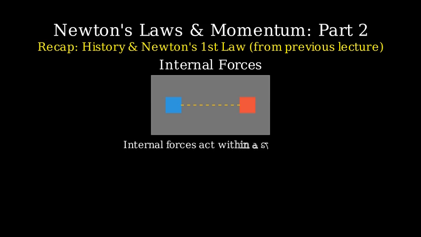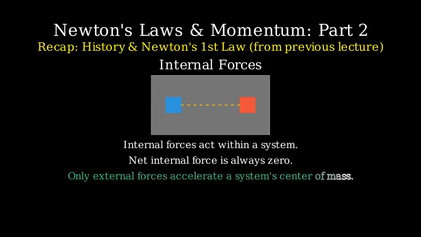Internal forces act between objects within a system. They cause changes in the relative motion of parts within the system, but the net internal force on the system as a whole is always zero due to Newton's third law, which we'll cover shortly. Therefore, only external forces can accelerate the system's center of mass. With that clarified, let's dive into Newton's second law.